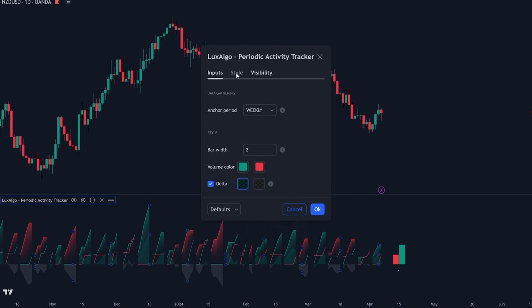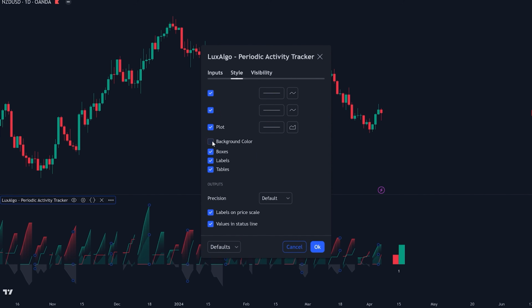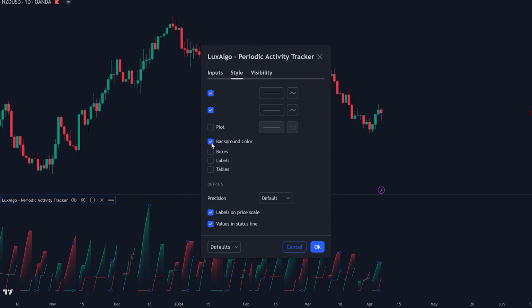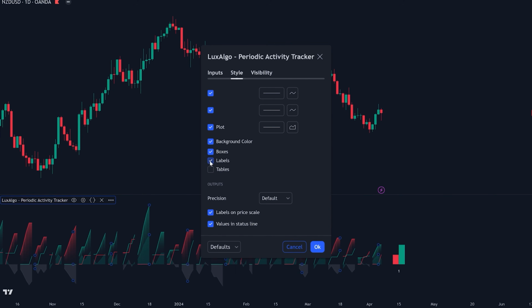In the Style section, you can choose to enable or disable the colored background as per your preference. Additionally, the Style section includes options for plots, boxes, labels, and table. Enabling or disabling these will affect how these elements appear on the chart. For this video, we're going to use the default settings.